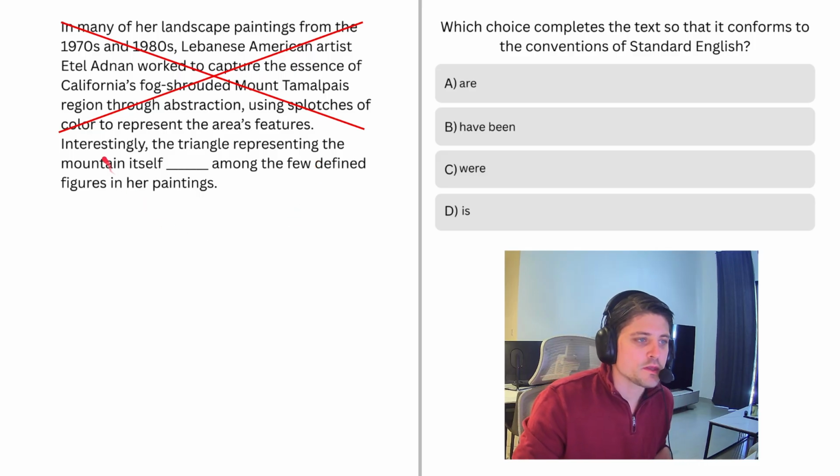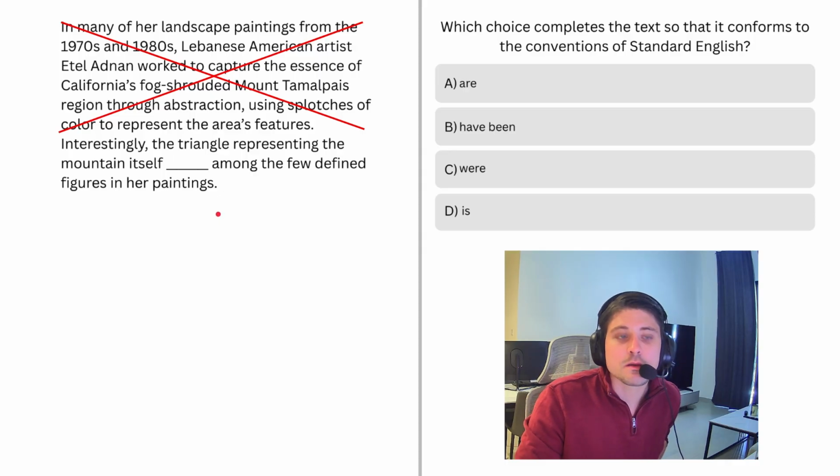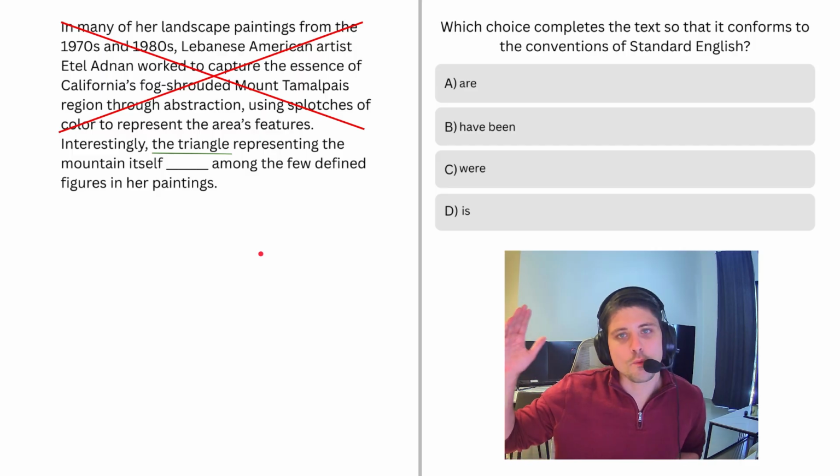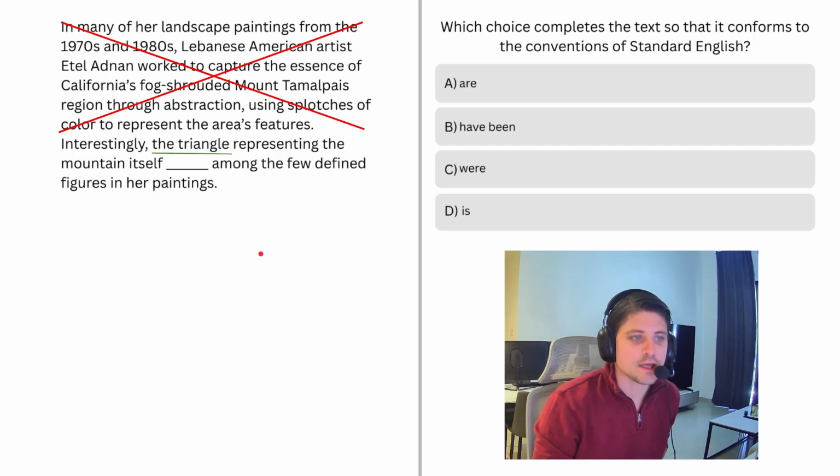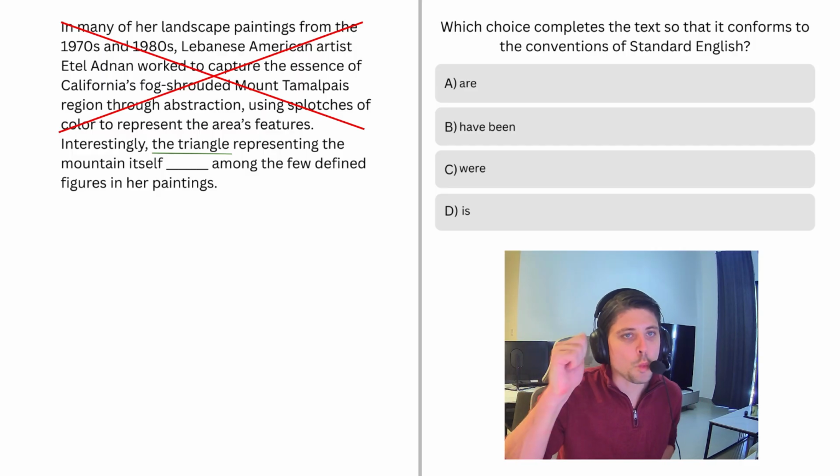So let's start with it. Interestingly, the triangle representing the mountain itself blank among the few defined figures in her painting. I don't know what this is about, but I know that the subject is the triangle. That's the subject of the sentence. Now, is the triangle one thing or is it two things? If you said it's one thing and it's singular, you're correct.